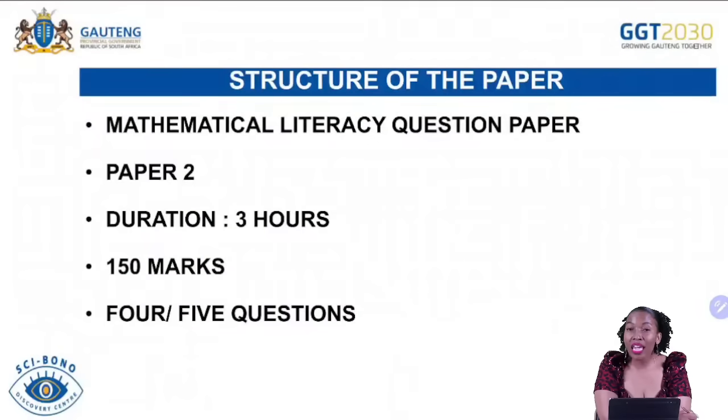The structure of the paper that you are going to be writing on Monday is as follows. So it is a mathematical literacy paper. Make sure that you have the correct question paper. It is a paper 2. It is also for 3 hours and out of 150 marks. And the question paper that you'll be writing on Monday will also be having 4 or 5 questions.